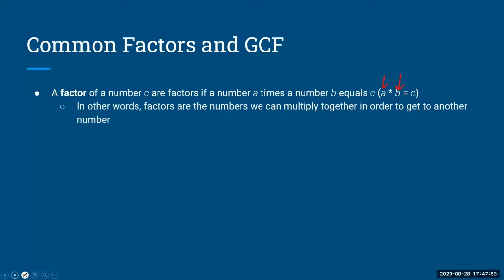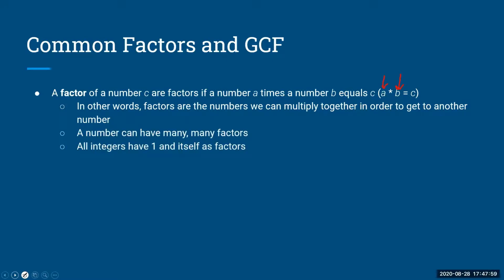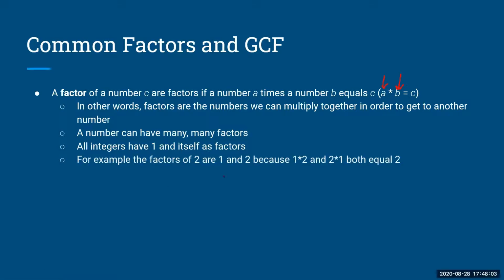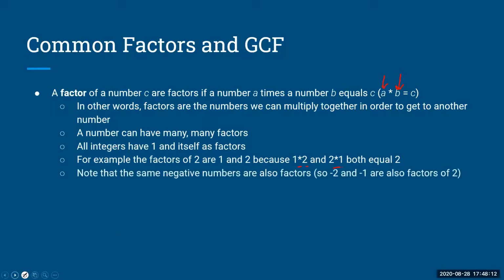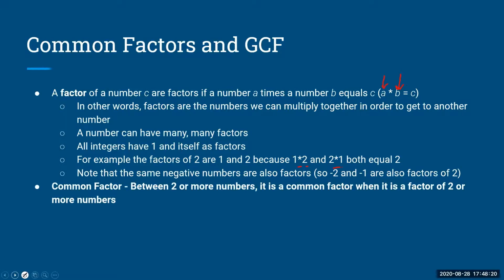So in other words, factors are numbers we can multiply together in order to get to another number. A number can have many, many factors, and all integers have 1 and itself as factors. For example, factors of 2 are 1 and 2 because 1 times 2 and 2 times 1 both equal 2. Also 2 is prime. We'll get into prime numbers and prime factorization a couple slides down. Note that negative numbers are also factors, so -2 times -1 is also 2 because negative times negative is positive. But usually we don't list negative numbers as factors.